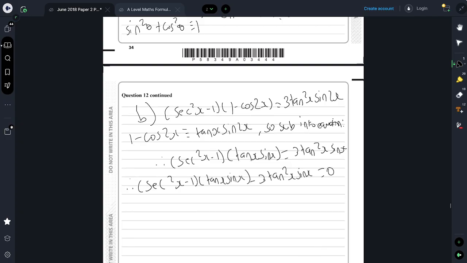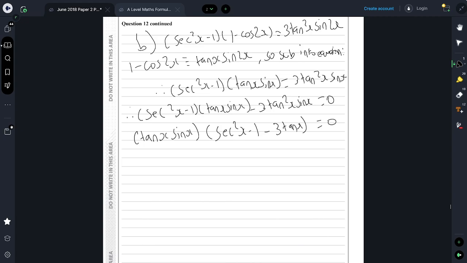And we can factorize. When you're solving trig equations, you should never divide, okay? Always seek to factorize, because when you divide, you're going to lose solutions. I could perhaps divide by tan x sine x, because you should notice that's a common factor in both of them, but I'm going to factorize. So I'm going to say tan x sine x of sec squared x minus 1 minus 3 tan x, and that's equal to 0. So I've not lost solutions, okay?